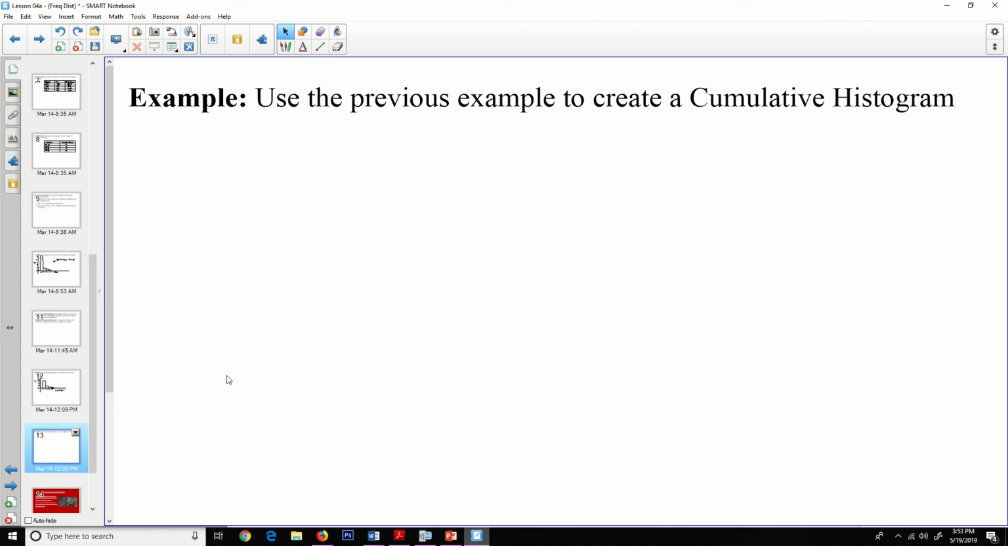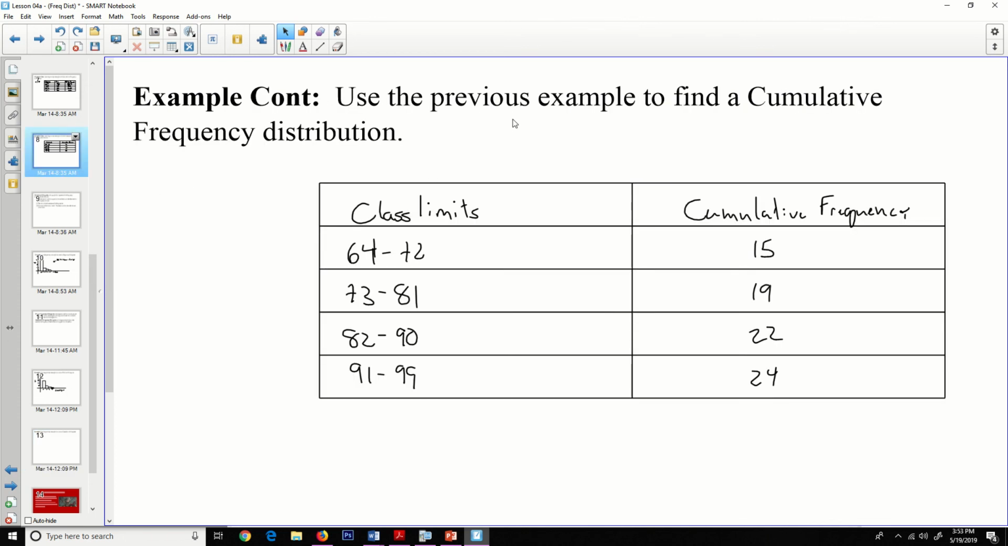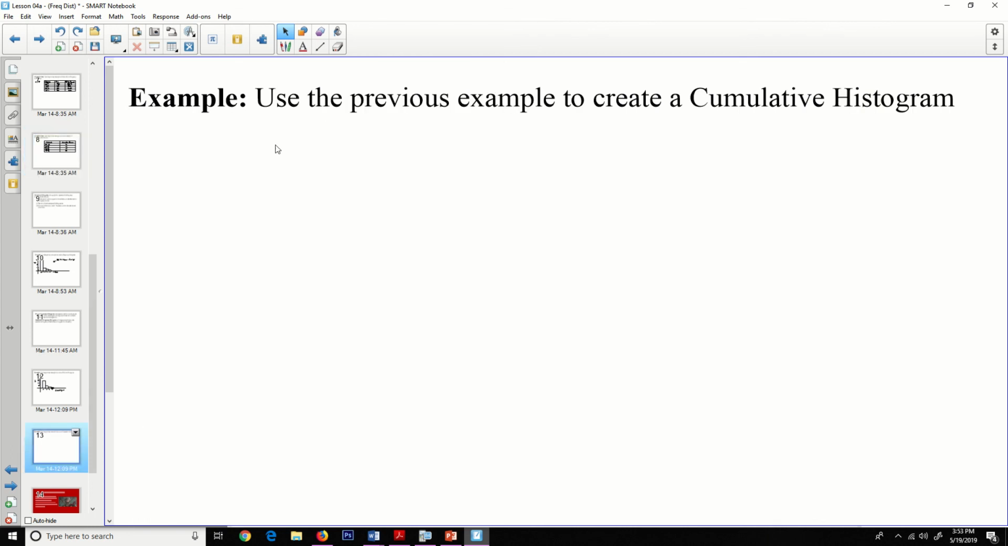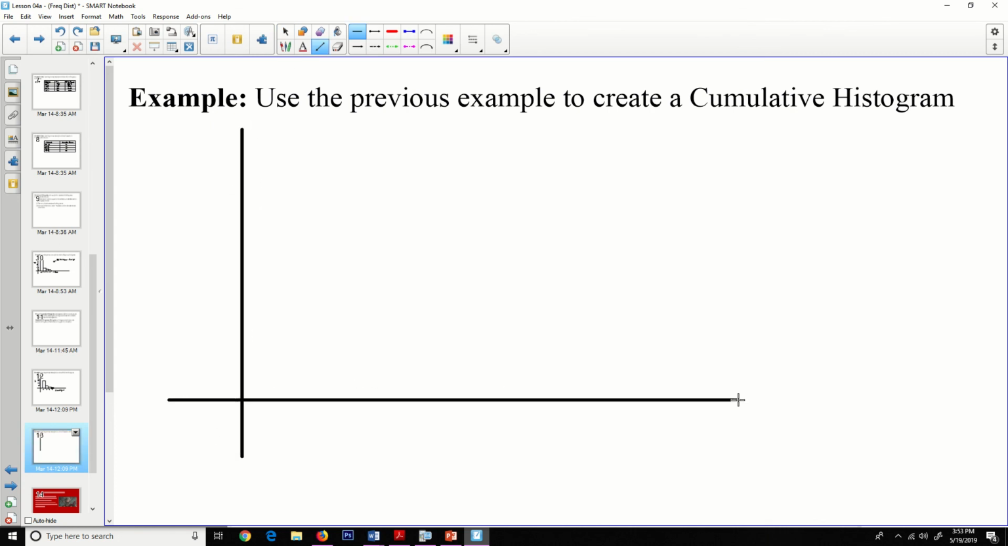The cumulative histogram is going to be similar to the last one. The cumulative histogram will use this cumulative frequency distribution. And so the tops of our bars will be these values right here. And again, this is going to be the frequency.